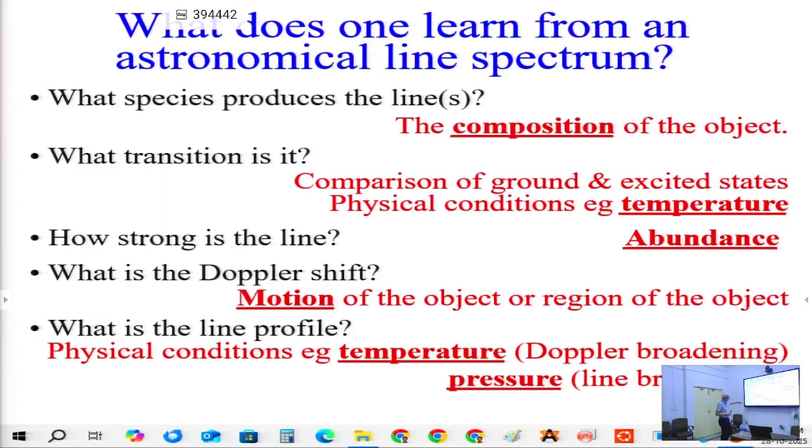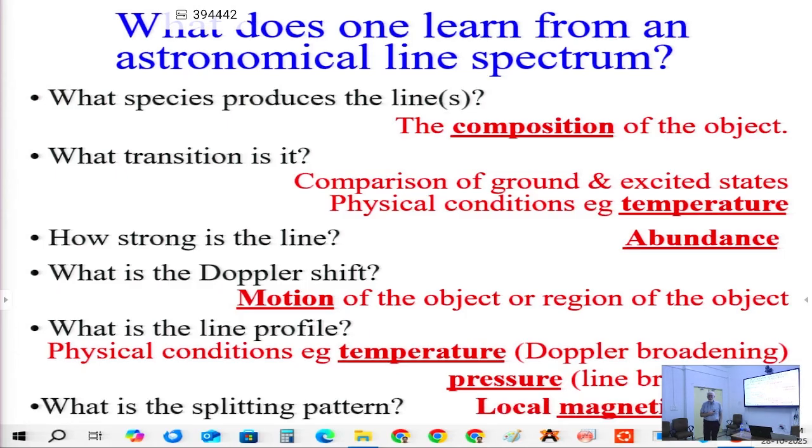Then there are the physical conditions, such as the temperature and the pressure. Pressure is caused by collisions. That doesn't tend to happen in interstellar space. It's very diffuse, but in stars and in planets, where the atmosphere is denser, you can get collisions which give you information on the pressure. And finally, you can also get magnetic effects. That's again something that's dealt with in my book, but I'm not going to talk about it in this course because I can't do everything. The magnetic field splits certain lines very strongly, other lines only very weakly.